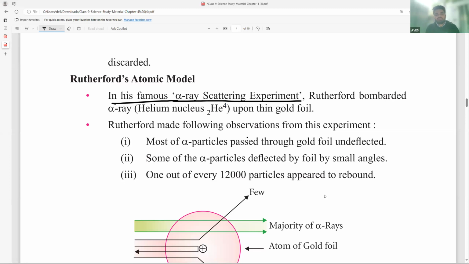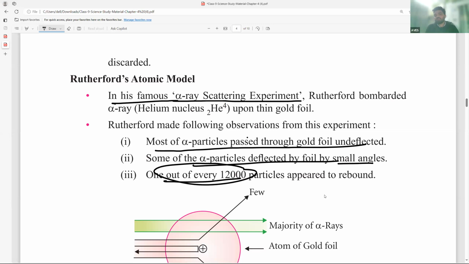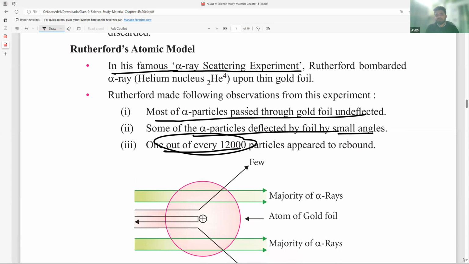So he said that most of the alpha particles pass through the gold foil undeflected. Some of them get bent at small angles, and 1 out of 12,000 rebounds back along its original path. There you can see that this particle is coming back.